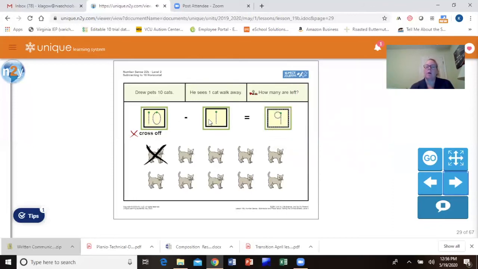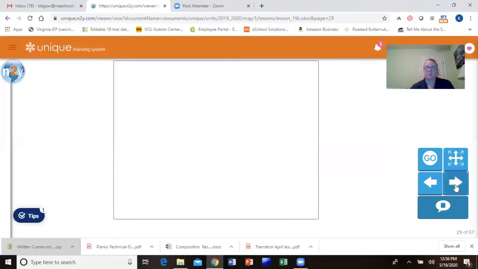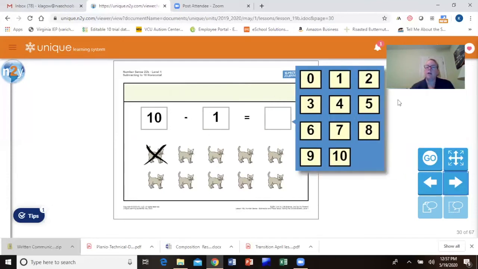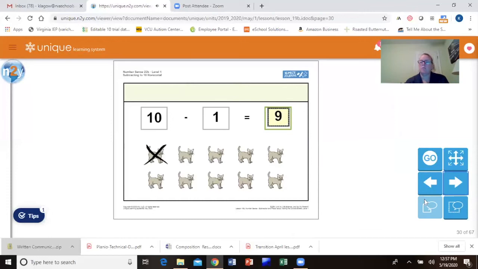10 take away 1 equals 9. Okay, there it is again. 10 take away 1 equals, find your answer. Point to it. If you pointed to 9, you are correct. Great job doing some subtraction problems, everybody.